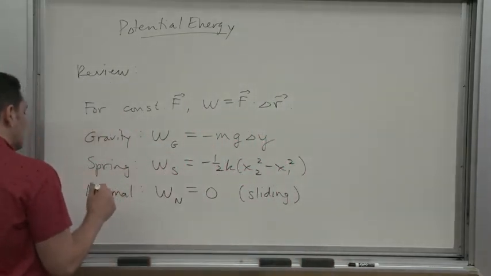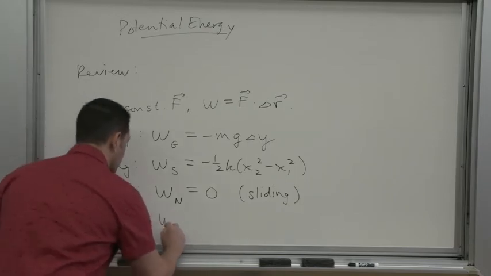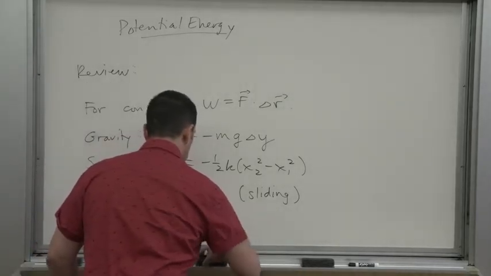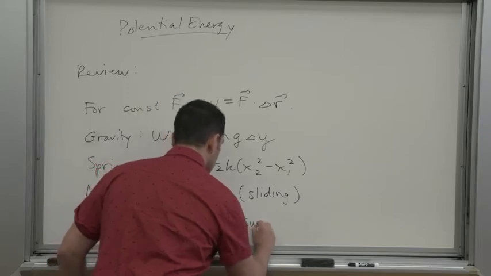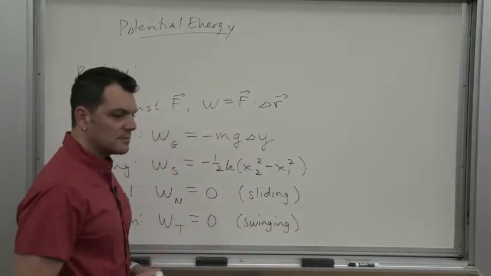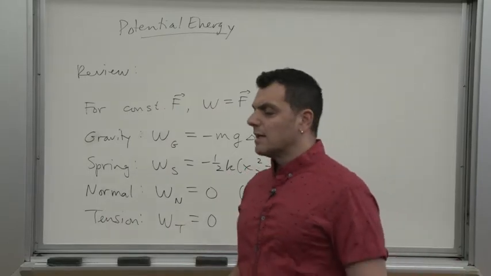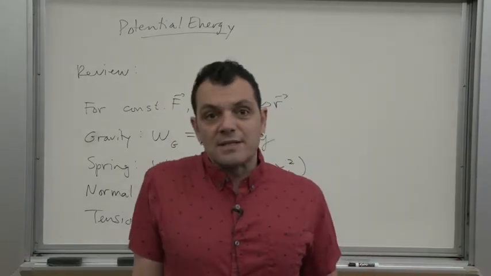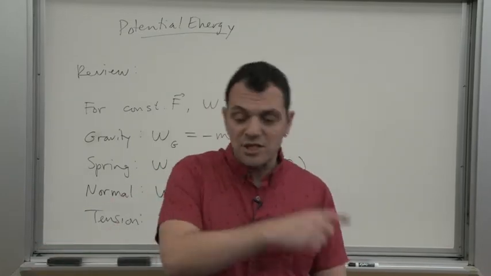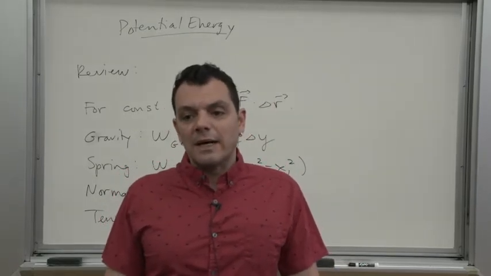And then finally, tension. The work done by tension is also 0, but this is for swinging objects. If I pull an object across the table by a string, that represents a situation where work done by tension is non-zero. I'm talking about an object swinging back and forth like a pendulum. In that case, work done by tension is 0.